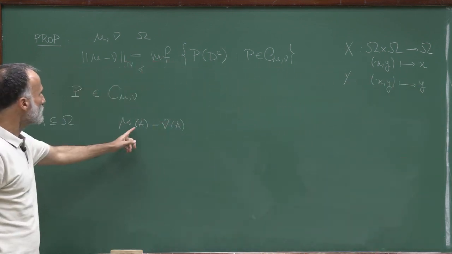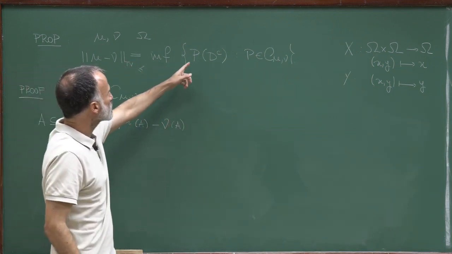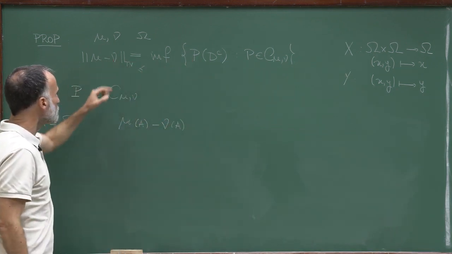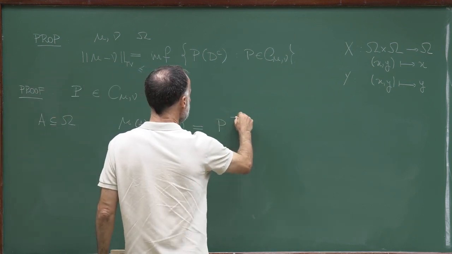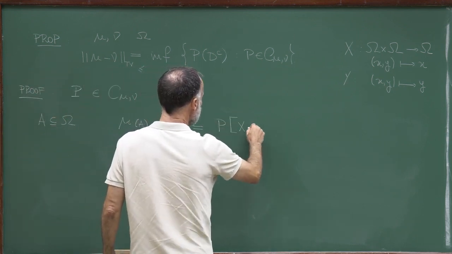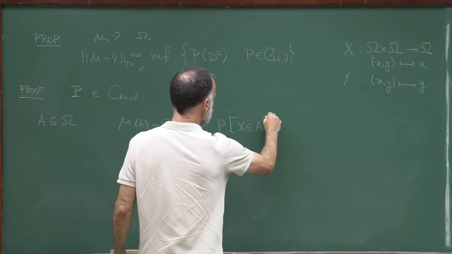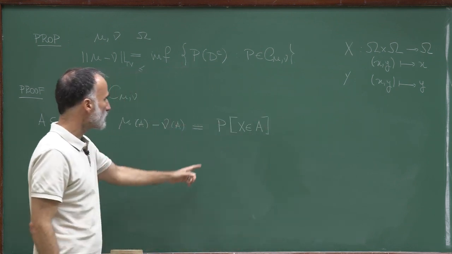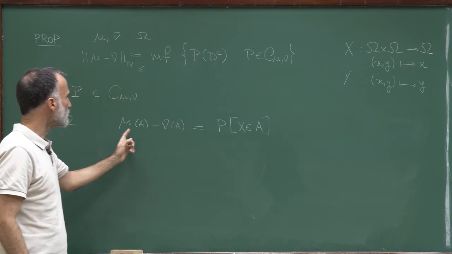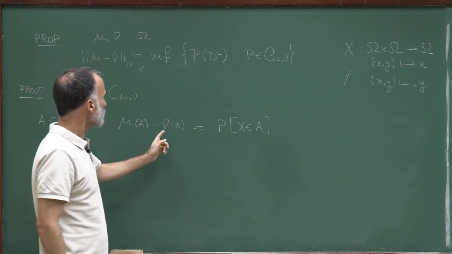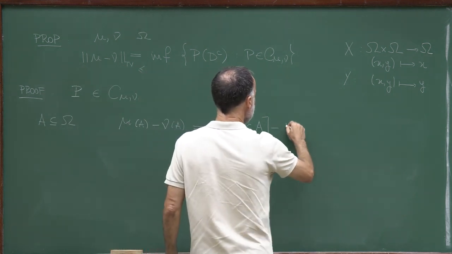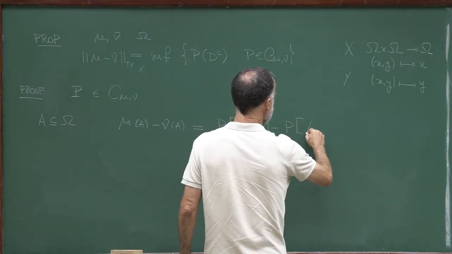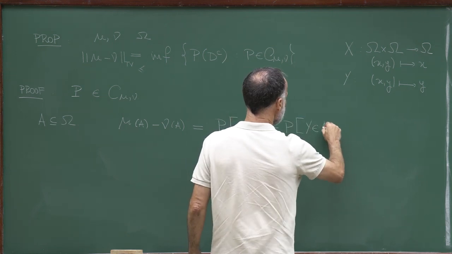So what is mu(A)? Since P is a coupling of mu and nu, I can rewrite this quantity as the probability that X belongs to A, because we have seen that the first marginal of P is mu. And since the second marginal of P is nu, I can rewrite nu(A) as the probability that Y belongs to A.